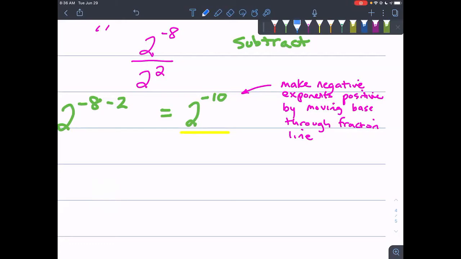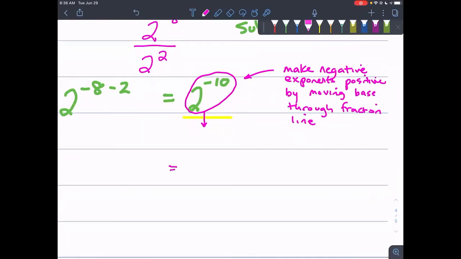So basically what we're going to do is we're going to take this, the base is 2. So we're going to move it through the fraction line. And I usually describe the fraction line as kind of like a car wash. You take something negative, it goes through the fraction line, becomes positive on the other side. So ultimately we end up with the fraction line with 2 on the bottom, and then the exponent's positive 10. If there was nothing else up top, we're just going to put a 1 there.